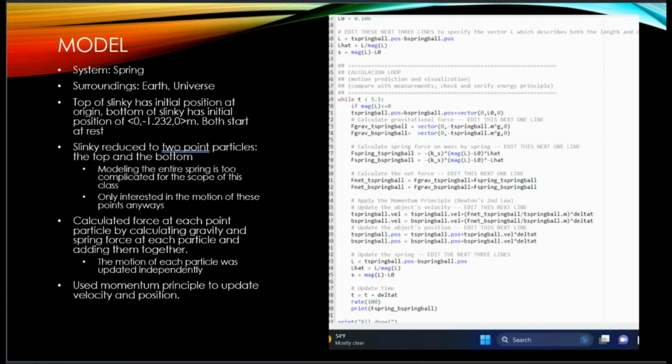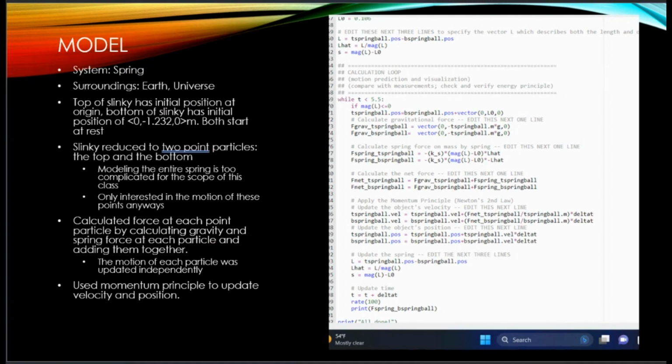In the model and the experiment, the system was a spring, and the surroundings were the Earth and the universe. The top of the slinky has the initial position at the origin, and the bottom of the slinky has the initial position of negative 1.232 meters in the y direction. Both the top and the bottom start out at rest.